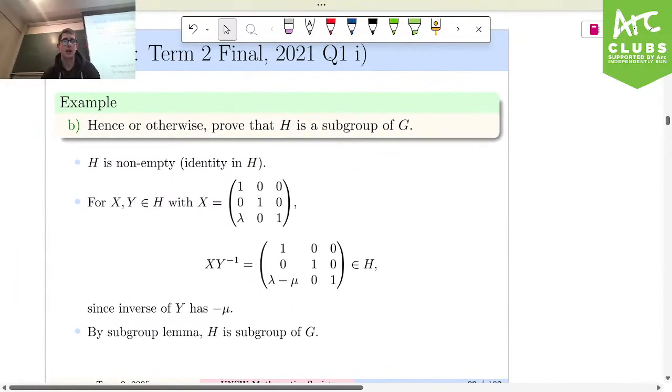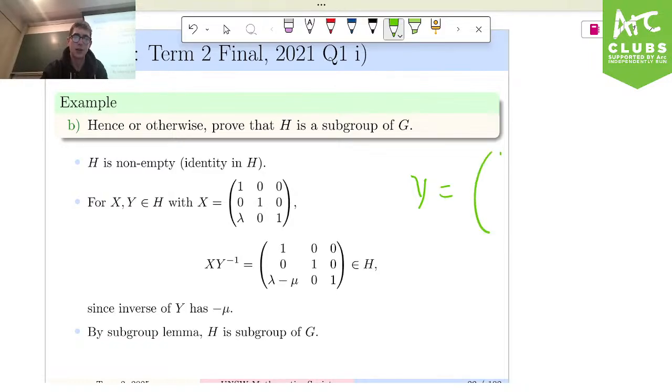So basically, if we take some X and Y, where Y is, say, not in the group yet, but now set H, Y would be some, I'm choosing a bit cheekily, negative mu, for the reason that when we multiply X and Y like this, it turns out we get kind of nicely that the diagonal stays put, and we just get the sum of lambda and this negative mu here.